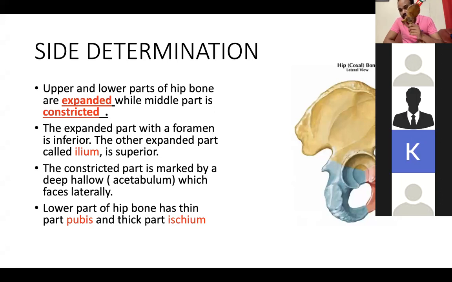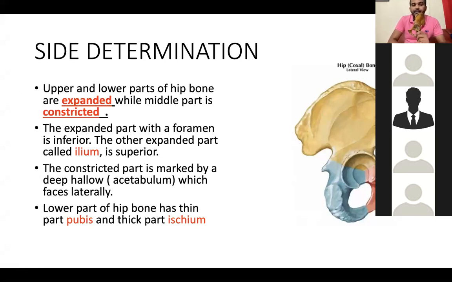So whenever you look at this bone, you should be able to identify that this is a hip bone. Then the next thing is, after identifying this bone, you have to know whether it belongs to the right or the left. In order to determine the side of a bone, there are some features. On the slide, I have displayed 4 major points to identify the side of the hip bone.